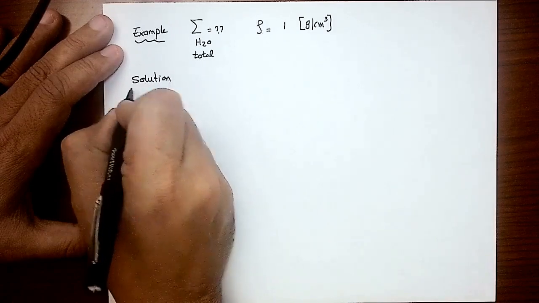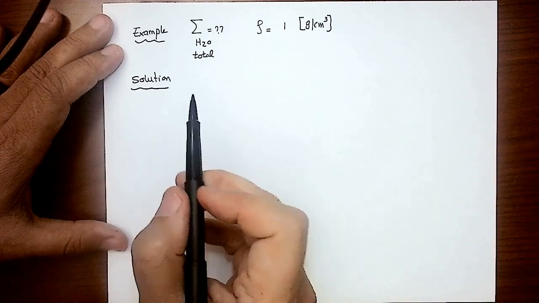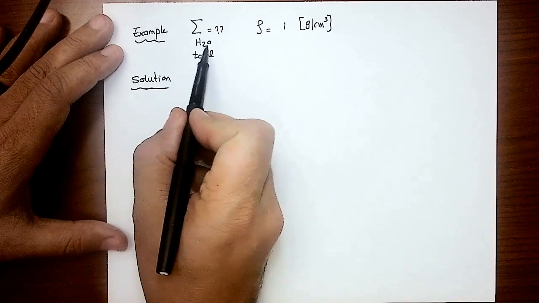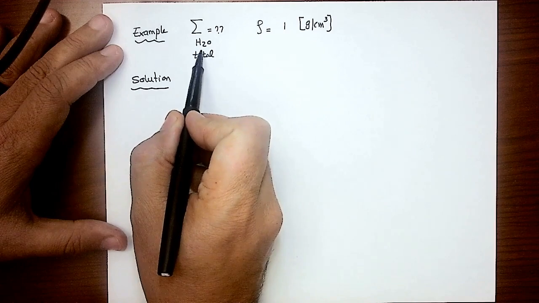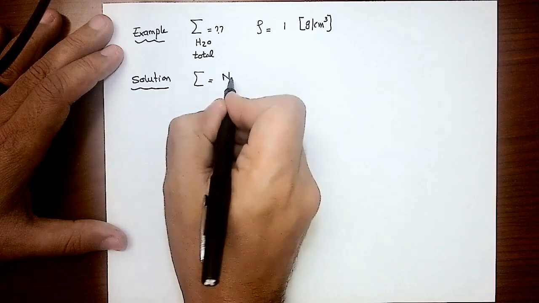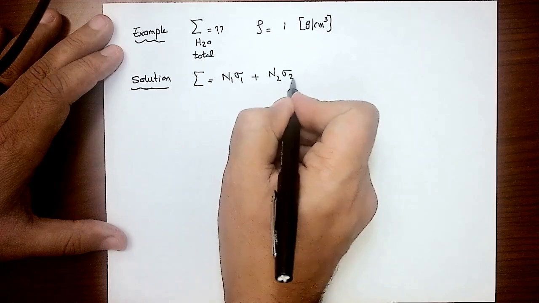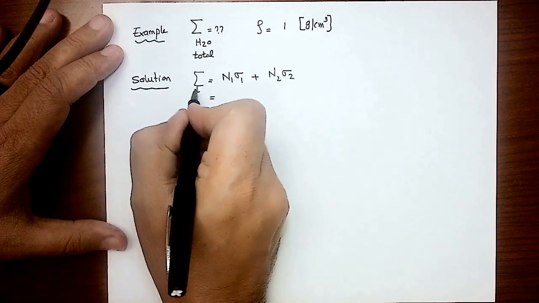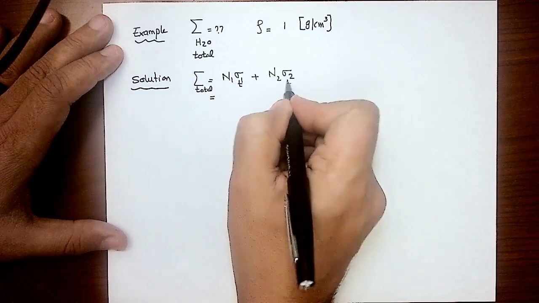I cannot get that from a table, only for elements. So I can find sigma small for hydrogen, I can find sigma small for oxygen, but I cannot find sigma small for H2O. So what I'm going to do is break down that sigma into N1 sigma 1 plus N2 sigma 2. And I need the total, so that has to be sigma total, and that has to be sigma total as well.